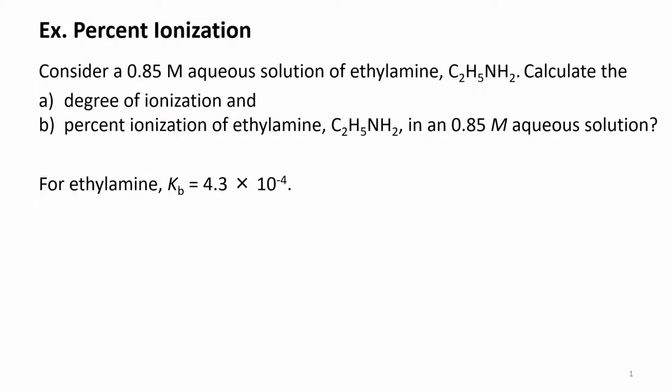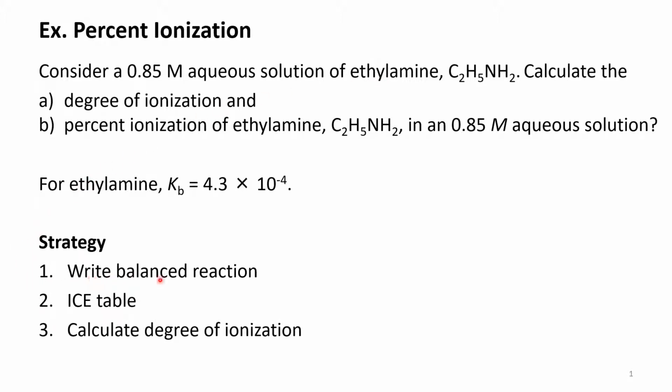In this example, we are asked to calculate the degree of ionization and the percent ionization for a 0.85 molar solution of ethylamine. The strategy for this is, number one, to write the balanced chemical reaction, two, to write the ICE table for this reaction, and then to calculate the degree of ionization and the percent ionization. Starting with the balanced chemical reaction, we have ethylamine, C2H5NH2, plus water, existing in equilibrium with the conjugate acid, ethylammonium, C2H5NH3+, plus hydroxide.